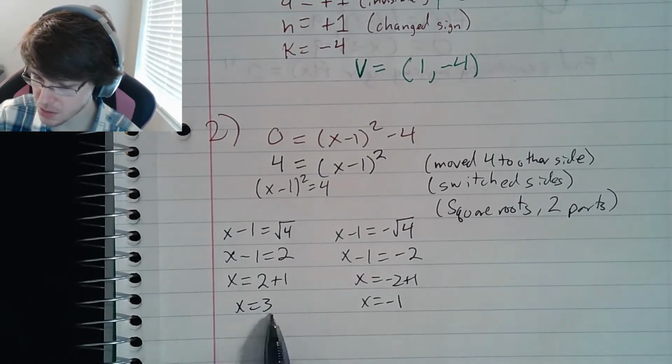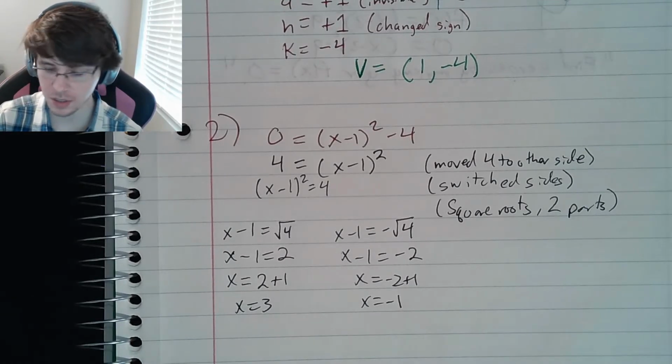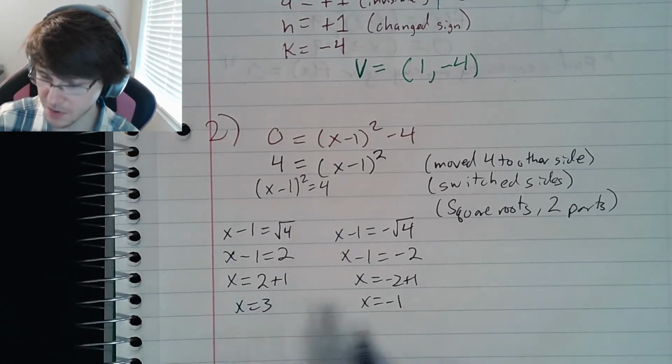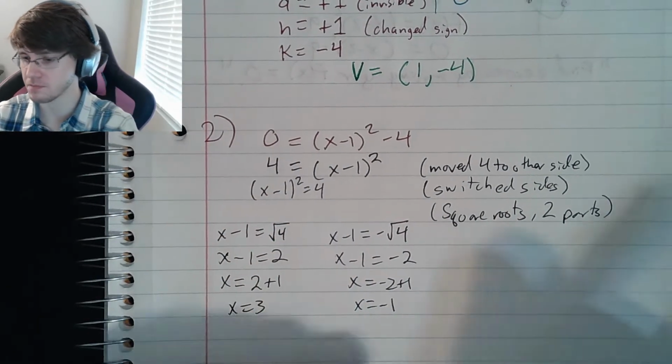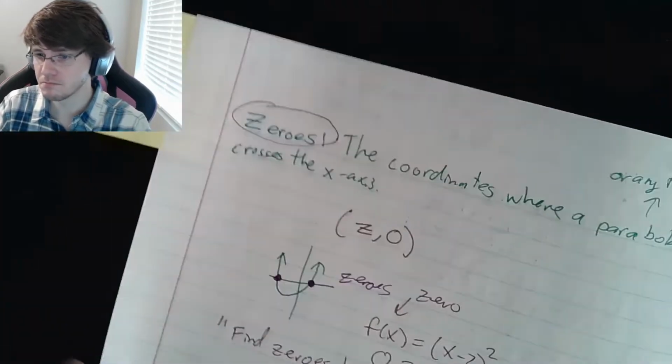So we have this x equals 3 and x equals negative 1. What are we going to do with these? These are the x values of the zeros. Let's go look at our definition of zero one more time. So our definition for zero again, what's it say?